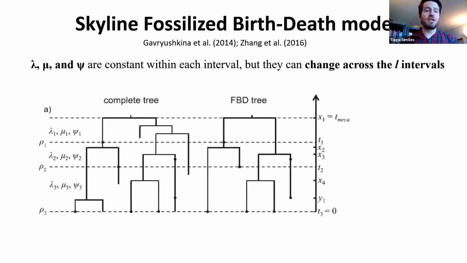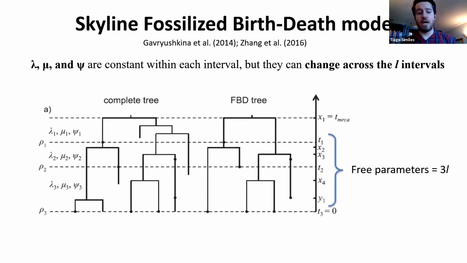But in 2014 and 2016, new approaches were developed in which we can actually allow those parameters to change across different time bins within or across our trees. So we will have different parameters of speciation, extinction, and fossilization for the early part of the tree, and then those can change for the second part of the tree, a third part, and so on and so forth, depending on how many subdivisions of the tree we make and input into our analysis. Of course, that increases the number of free parameters.